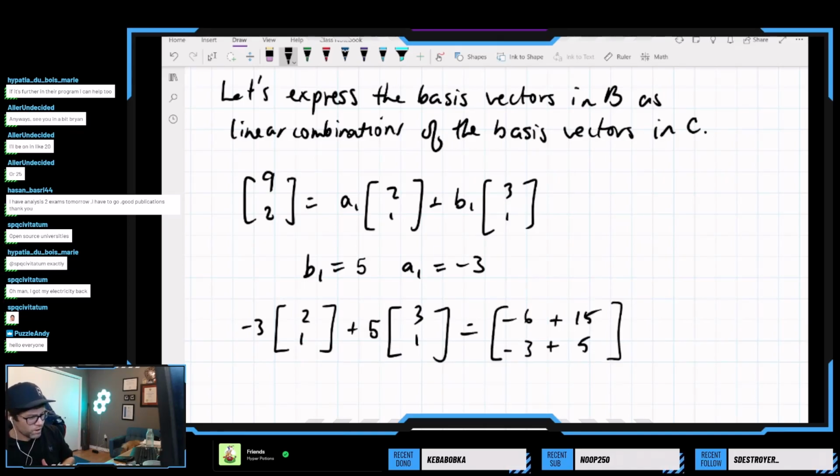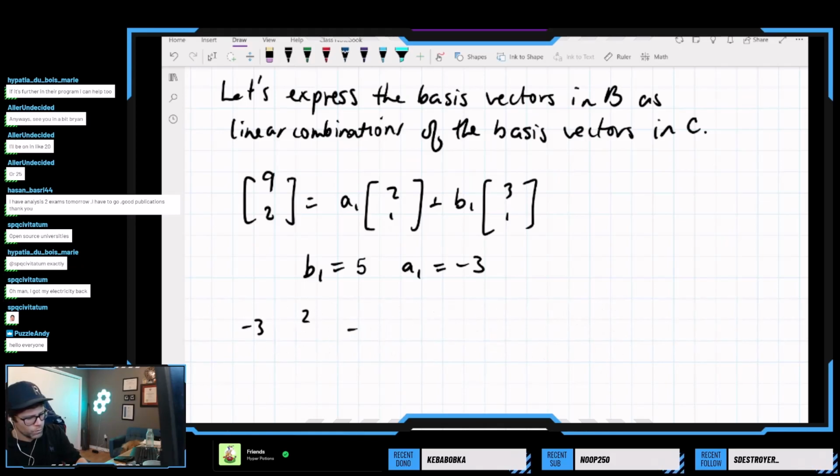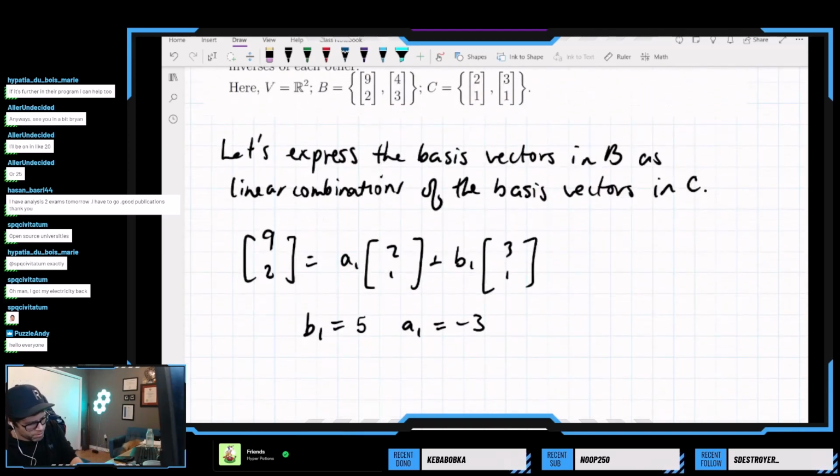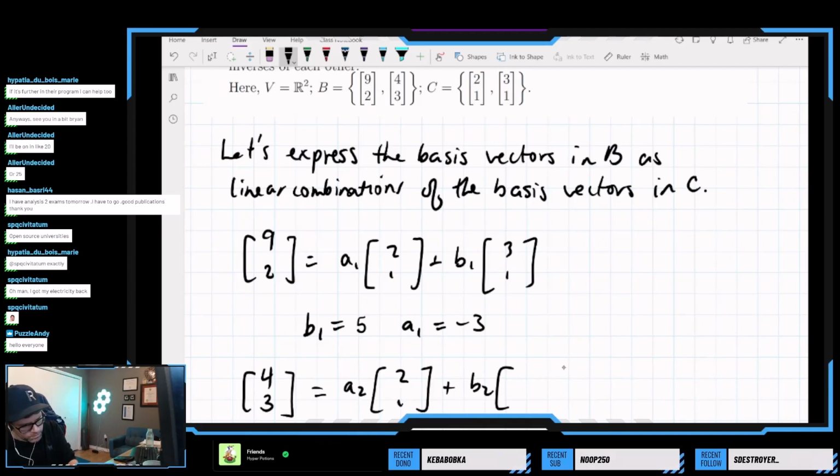So a little bit of work there, a little bit of thinking will get that job done. All right, so 15 minus 6 is 9, and 5 minus 3 is 2. So that should work with a little bit of trial and error. The next thing we need to do is 4, 3. And let's go A2 times 2, 1, plus B2 times 3, 1.